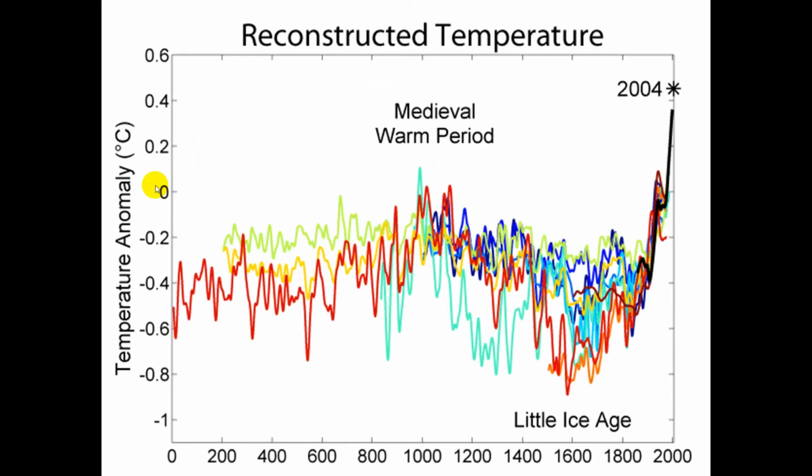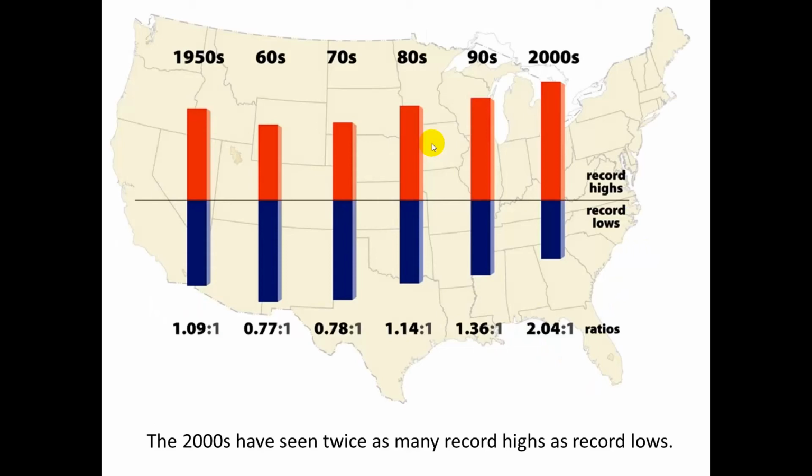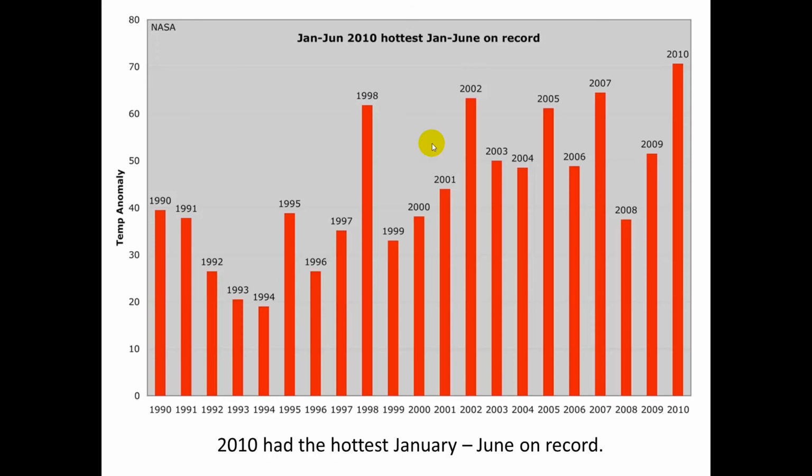And we can see if we go a little further back, there was a little ice age in the 1600s and a little medieval warm period back in the 1000s. We do know that the 2000s have seen twice as many record highs as record lows, so here's some good evidence. And we've seen that 2010 was the hottest January through June on record.